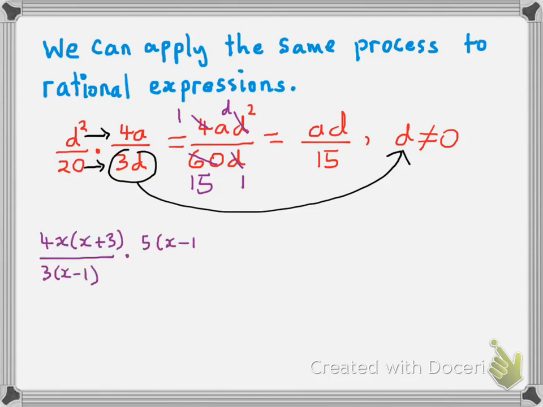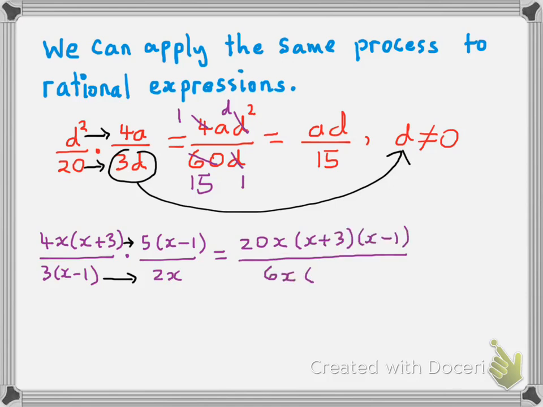Then let's do another example. 4x times x plus 3 over 3 times x minus 1, multiplied by 5 times x minus 1 over 2x. So we're multiplying these two rational expressions together. You can see that these are in factored form already, so there's no need to factor. If it was given to us in a non-factored form, then we would have to factor it. So what we'll do here is simply multiply across. We'll get 20x times x plus 3 over 6x times x minus 1 times x minus 1.